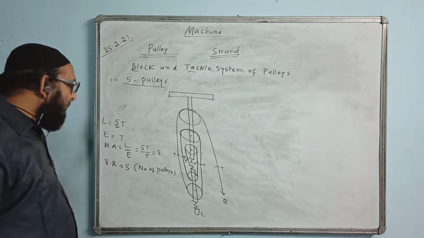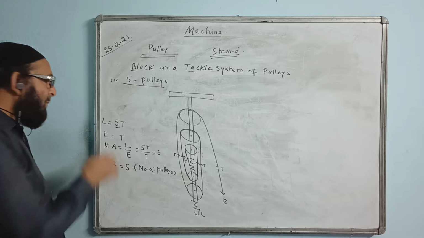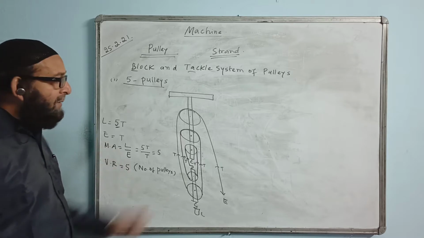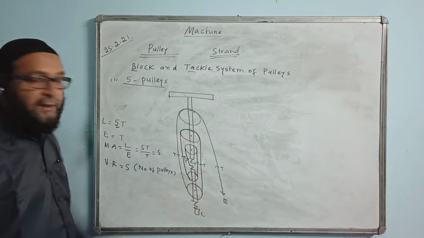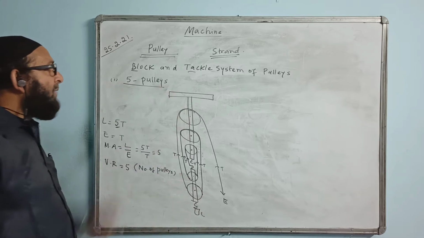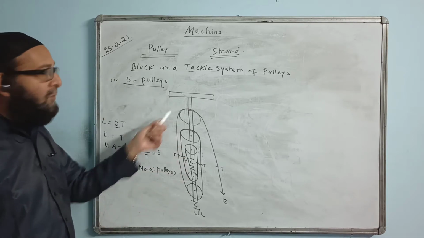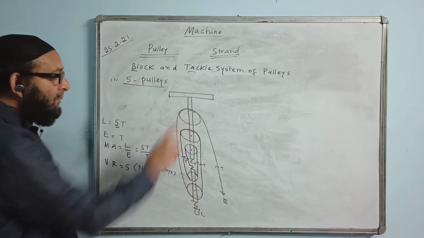So the more the number of pulleys, the more the velocity ratio it will have, and of course the more the mechanical advantage. And it provides a convenient direction for the effort to be applied. So this is how we will do. If there are 5 pulleys, we will keep 3 up and 2 down. If there are 7 pulleys, you keep one pulley more in the upper block than in the lower block.